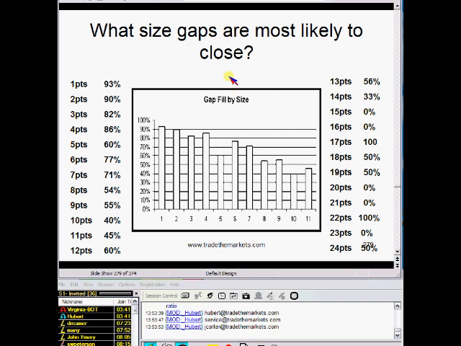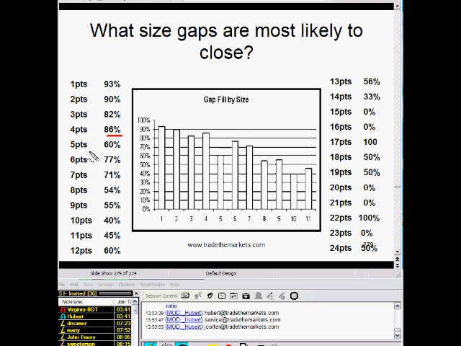All right, now, what size gaps are most likely to close? This is on the ES data. 1 point on the ES fills 93% of the time. 2 points fills 90% of the time. 3 points fills 82% of the time. 4 points fills 86% of the time.